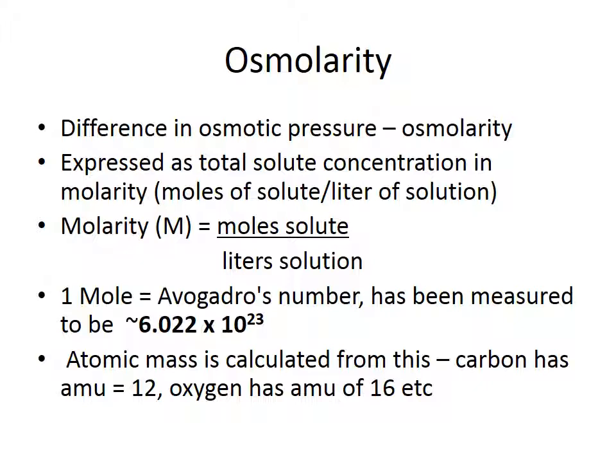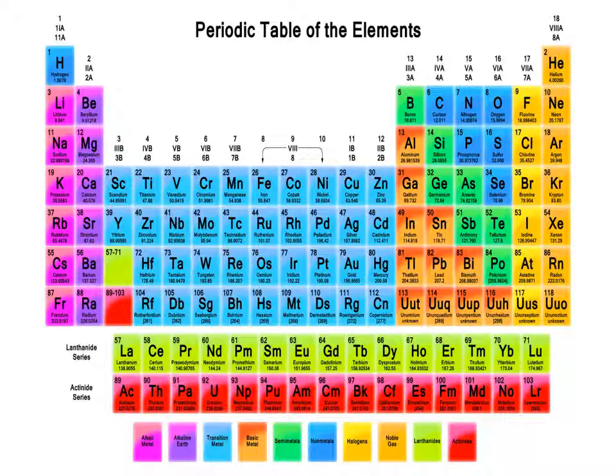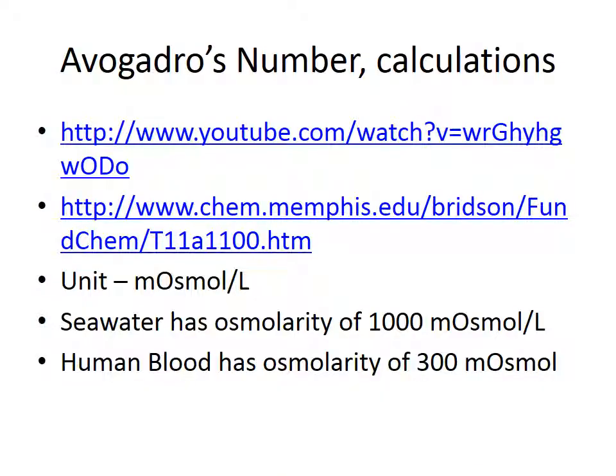Atomic mass is, however, calculated from Avogadro's number. Carbon has an atomic mass of 12, oxygen has an atomic mass of 16, and so on and so forth. And remember the periodic table, so here is the atomic mass written up. And you start out with hydrogen with 1 atomic mass, and then you keep on going up the periodic table.